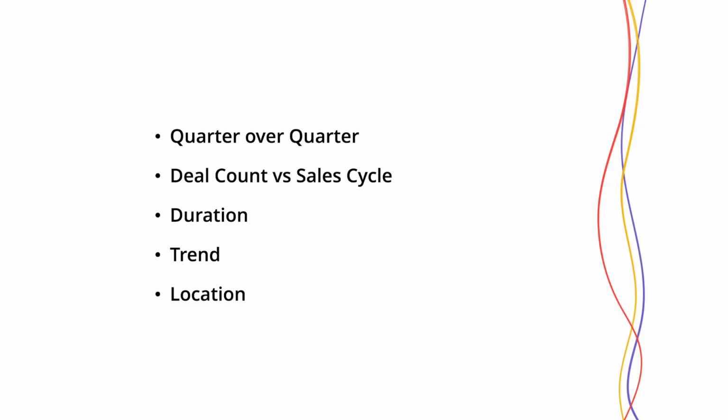So that was a quarter over quarter. We took a pre-made report, we added the color, which broke it down by sales owner or deal owner, and then we changed it to a line graph. So how easy that was.